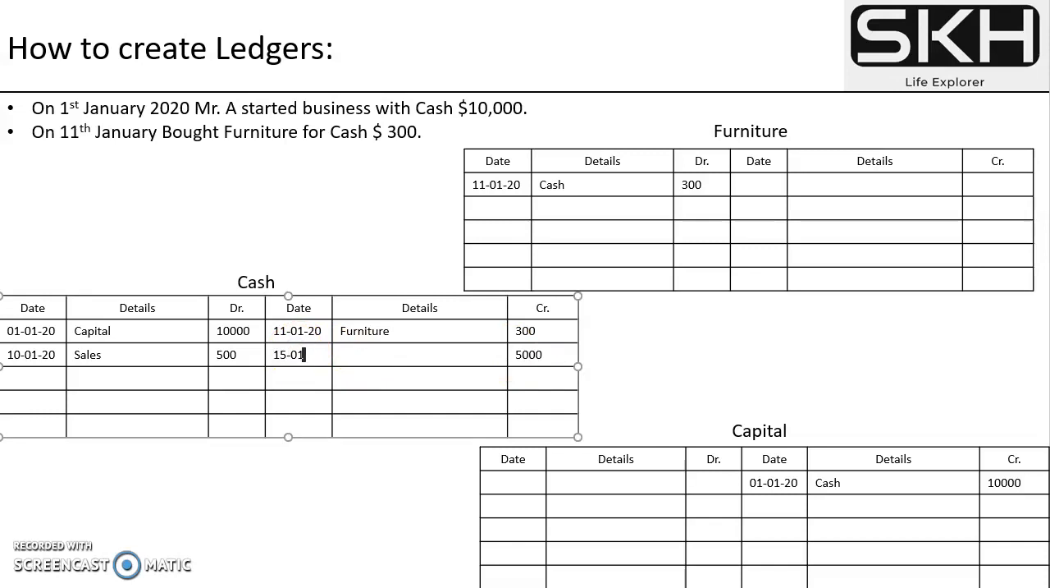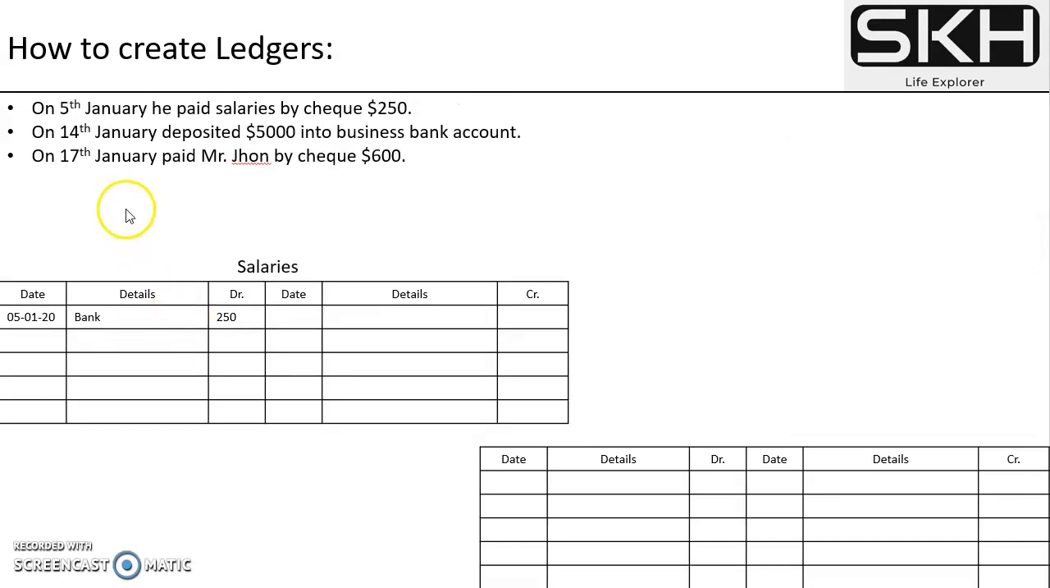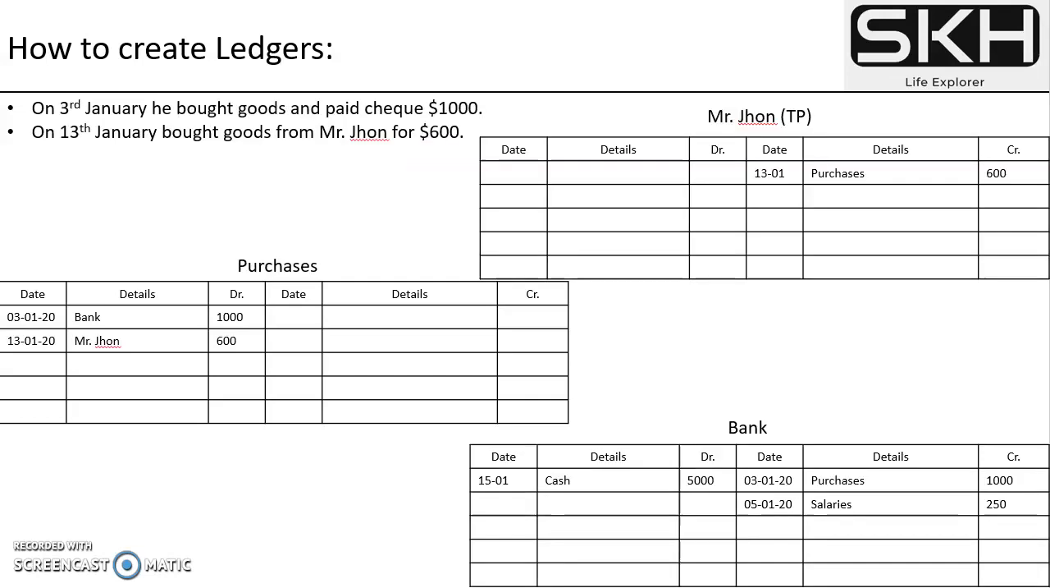So on 1st January it happened, and the reason is bank. One more, on 17th January we paid Mr. John by check. So once we pay him by check, Mr. John will not be our liability anymore. A decline in liability should come on the debit side.